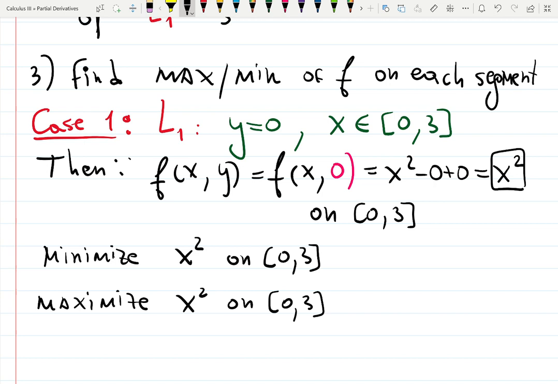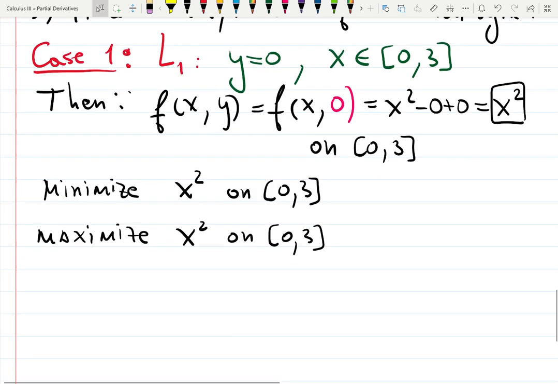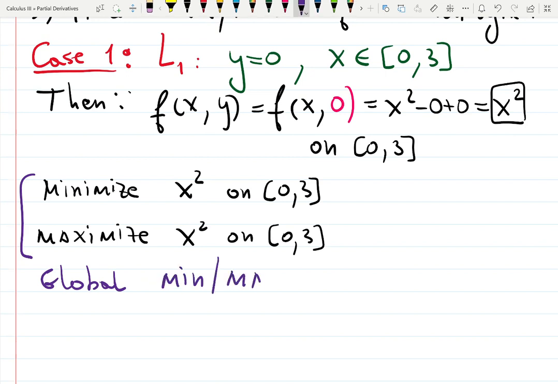Or you can make a shortcut. You can just be smart and see what will be the smallest value of x squared from 0 to 3. 0, right? So either you actually do the whole procedure, you find the derivative, which will be 2x. You set it equal to 0, gives you 0. Then you make a list, 0 and 3, and check which one gives you the maximum and minimum. So this is literally global min max in 2D.